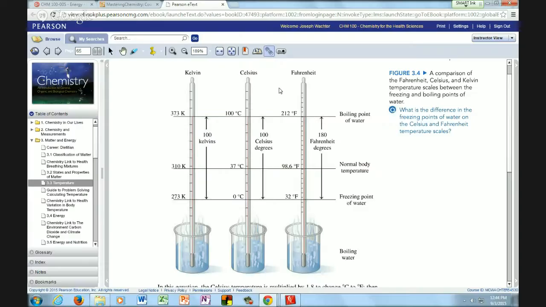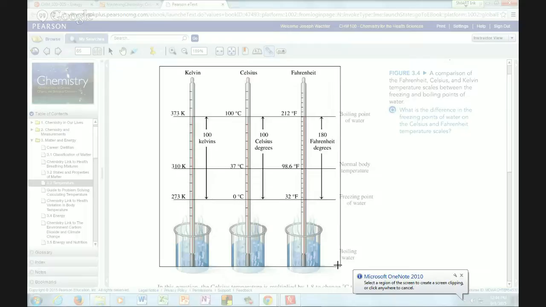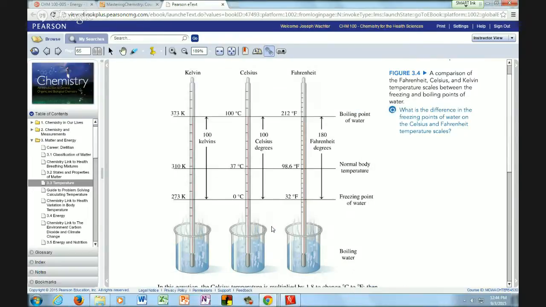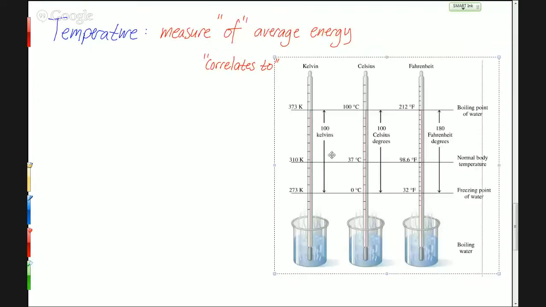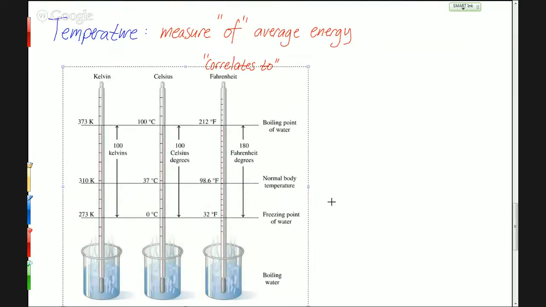We measure temperature in its own kind of scale, right? We have these degrees. And I want to show you how the different temperature scales relate to each other. Hopefully I can make this picture big enough that you can see it. This is from the book, so you can look at it also. So here are 3 different thermometers measuring in 3 different temperature scales: Kelvin, Celsius, and Fahrenheit.